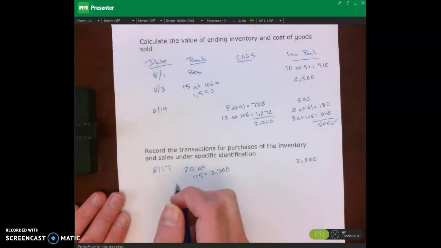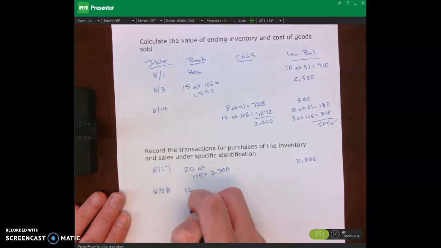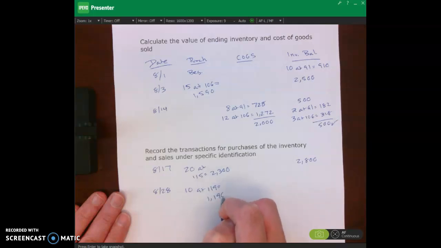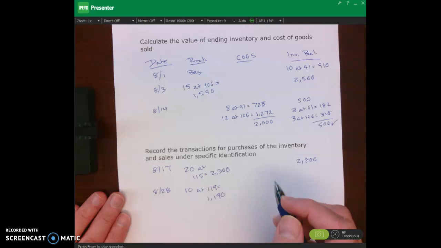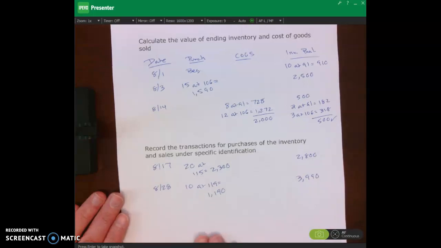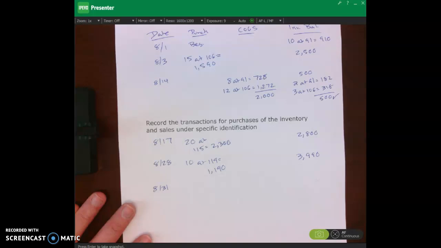And then on 8/28, I bought another 10 at 119 each, 1,190. Add that to my 2,800 right here. Gives me a balance of 3,990. That's my inventory balance. And then on 8/31, it says I sold some more bikes.